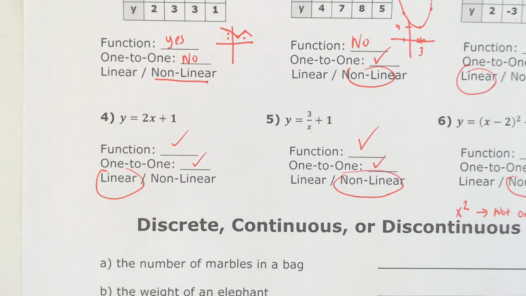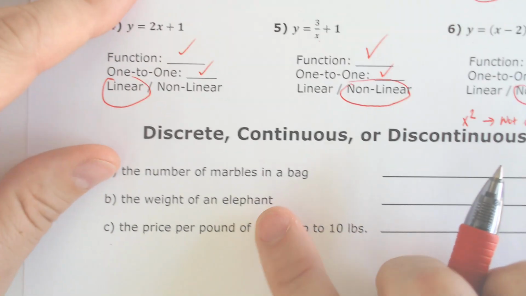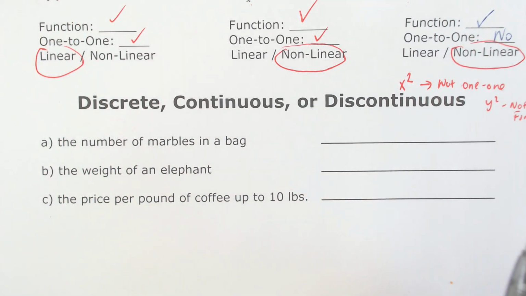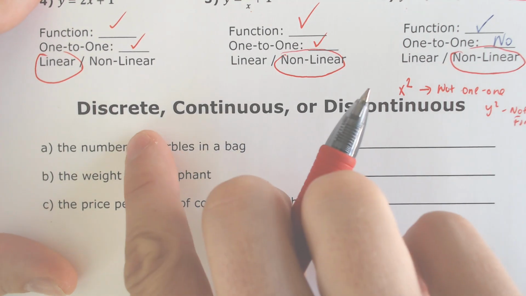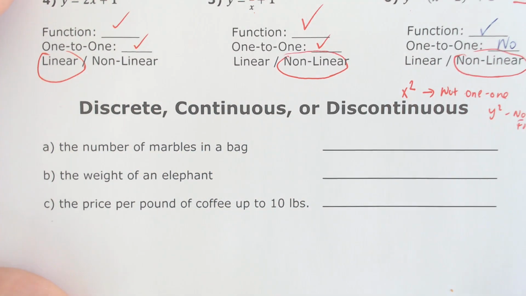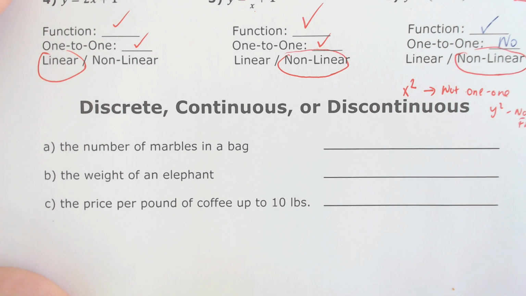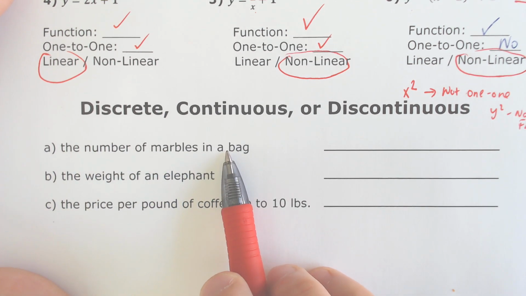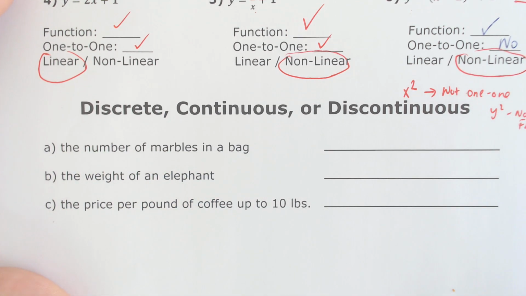All right? Here we go. Next phase of the lesson is going to go probably, hopefully, a little quicker. Discrete, continuous, or discontinuous. So discrete is when you are counting, all right? Or if you can get an exact value for something. Continuous could be any given increment in between. So the number of marbles in a bag, you can really have 1 marble, you can have 5 marbles. You can't have a negative amount of marbles in the bag.